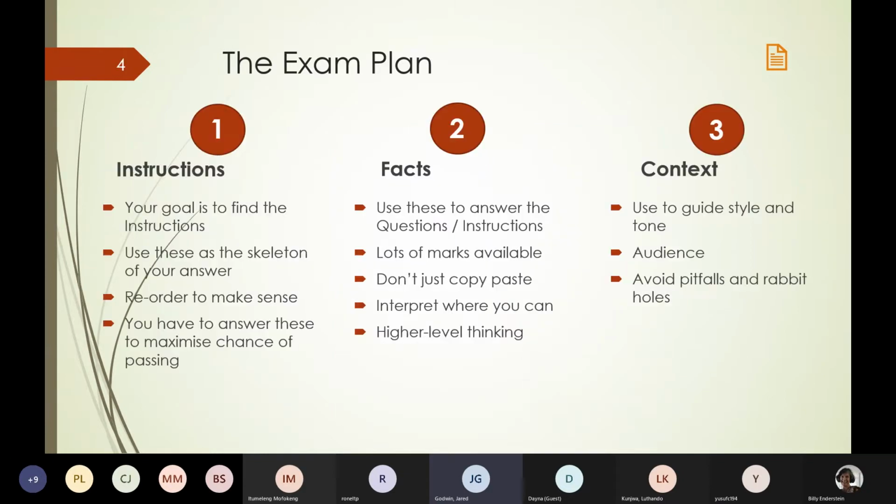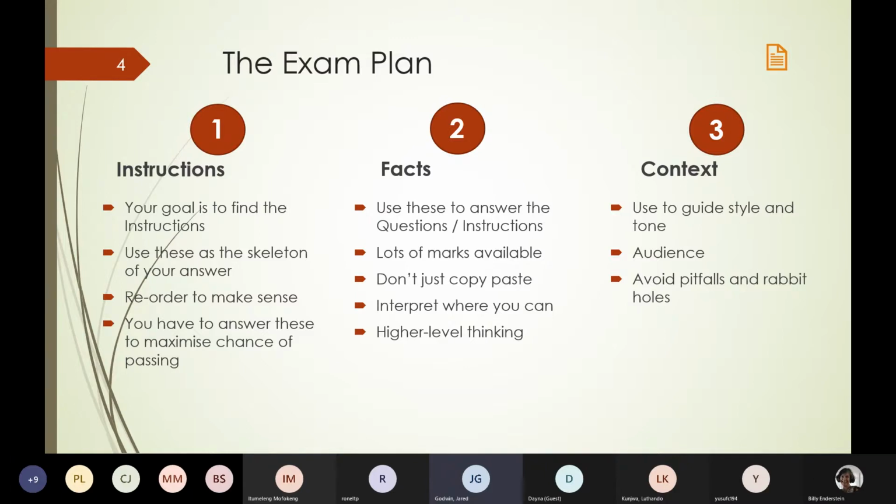Okay, so as I say, your exam plan is to identify these three buckets of information, but the instructions are the ones that are the key. So this is what I've been speaking to: your goal number one is to find the instructions. That's your only goal at the beginning of the exam. Find the instructions of that question, because if you don't do that, and I can tell you, because this is how I approached the exam.